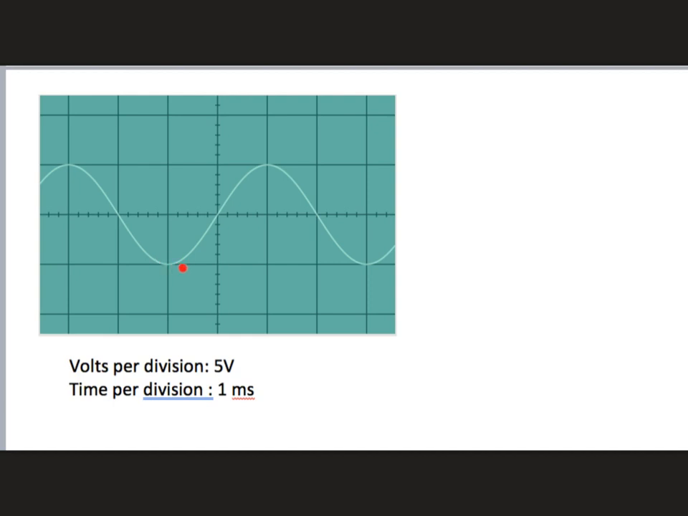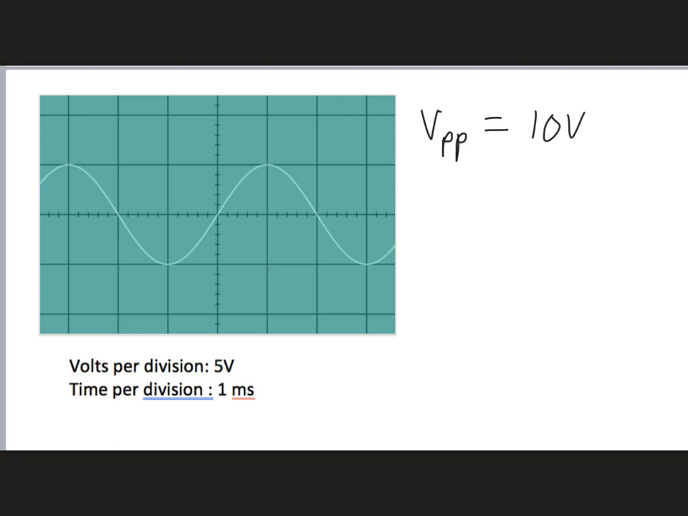So first, let's measure the peak to peak. The bottom is right on this line here, and the top is on that line. So the distance would be 1 division plus 1 division, 2 complete divisions. We know that there are 5 volts per division, so the peak-to-peak amplitude of that signal would be 10 volts. We could say VPP, that stands for peak-to-peak, would be 10 volts.